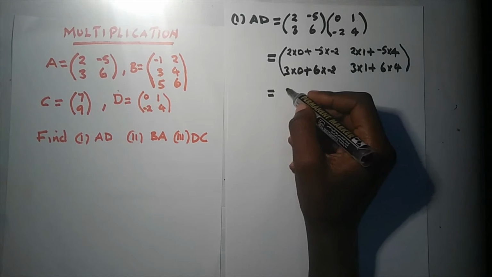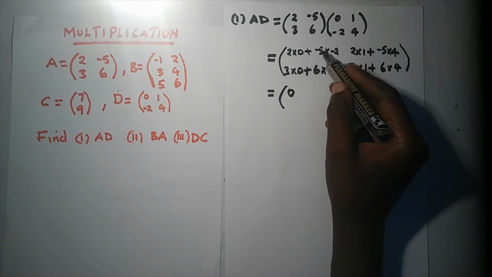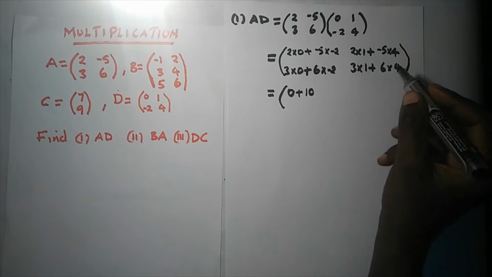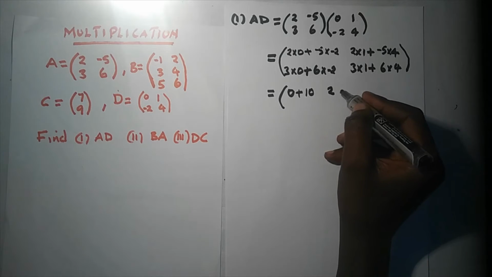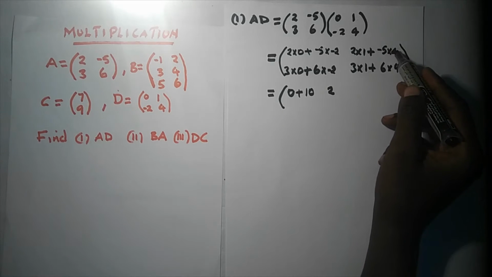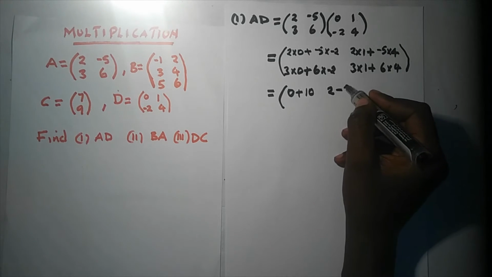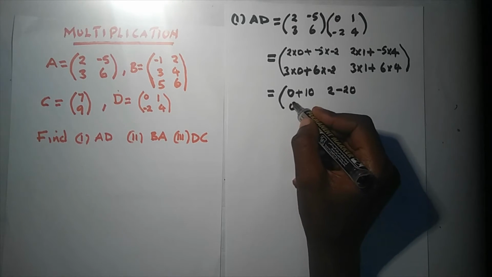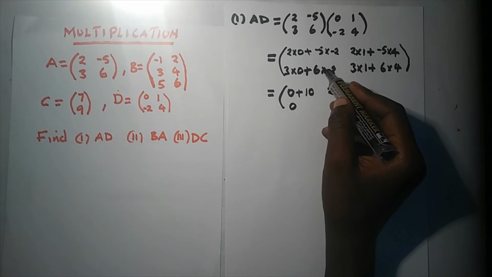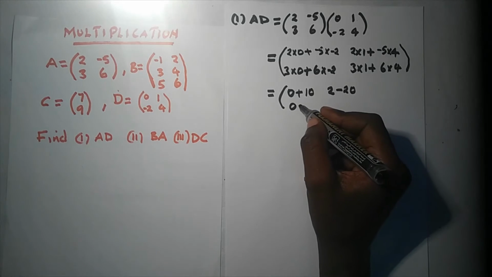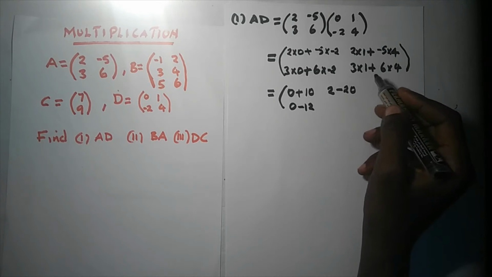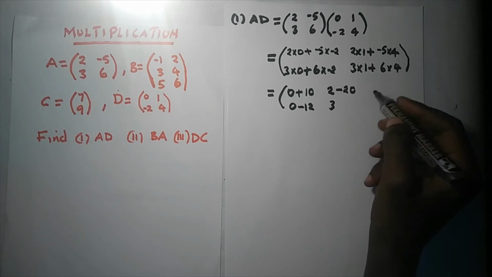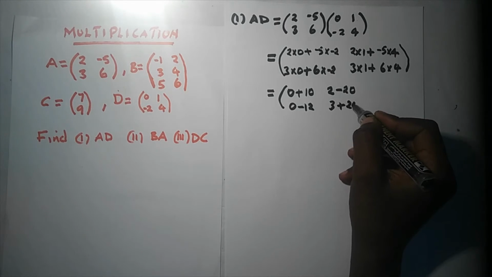So we are going to have 2 times 0, which is 0. -5 times -2 is +10. So we are going to have plus 10 here. Then 2 times 1 is 2. Then -5 times 4 is -20. So we are going to have -20 here. Then we come down here. So 3 times 0 is 0. And then 6 times -2 is -12. And then we come here, 3 times 1 is 3. 6 times 4 is 24, +24.